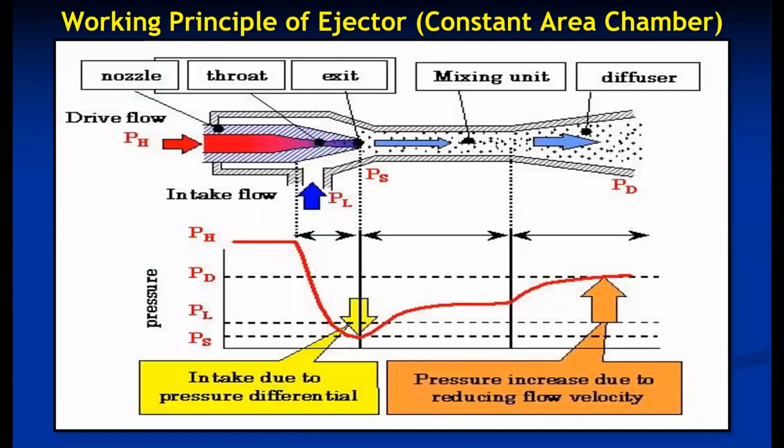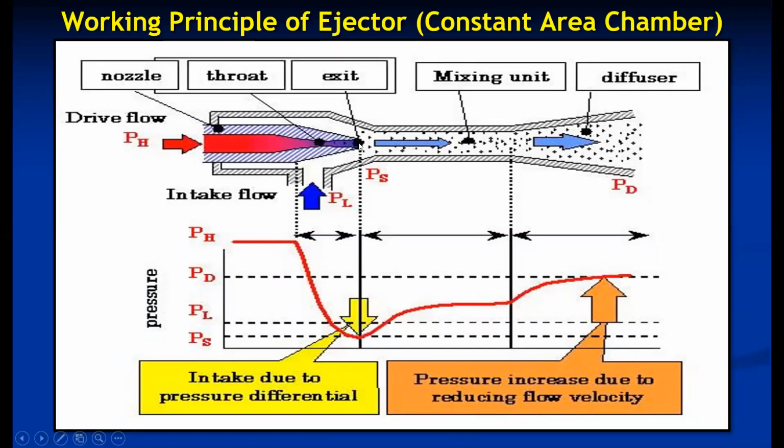So the ejector mainly consists of a primary nozzle, a secondary nozzle, a mixing chamber, and a diffuser. These are the main components of the ejector. When the fluid flows through the primary nozzle, its pressure continuously decreases, and this primary nozzle is of the convergent-divergent type. So as it passes the throat it exceeds the sonic velocity, and it creates supersonic velocity.